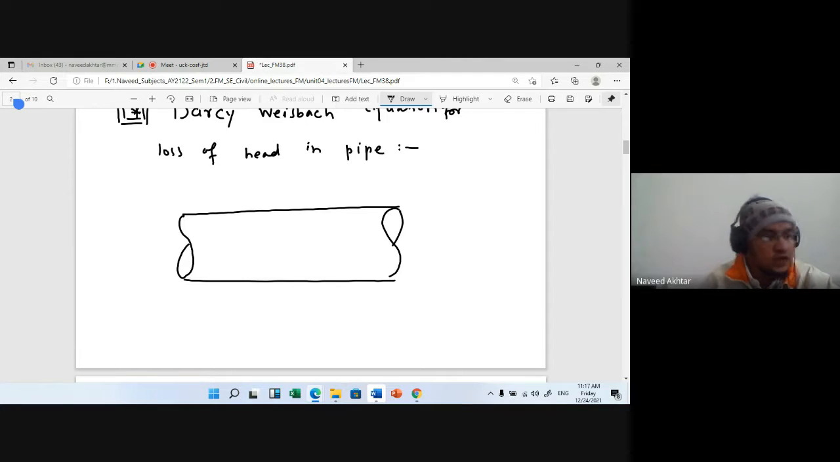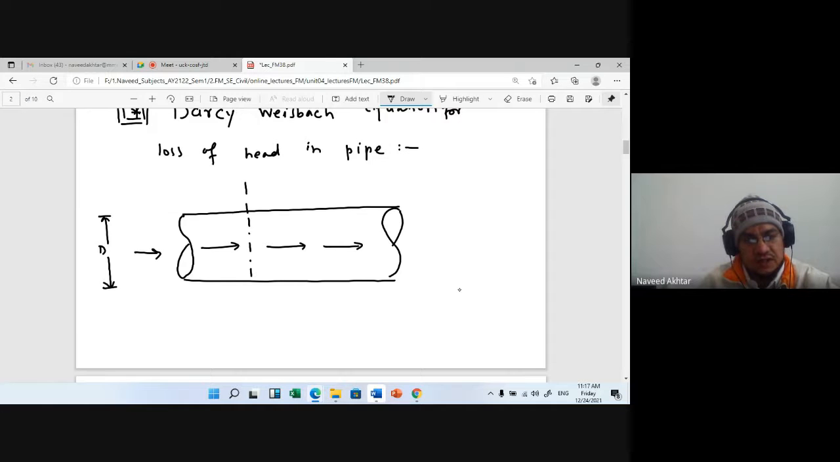Okay. Fluid is flowing from the pipe. The fluid flowing through the pipe has some velocity. The diameter of the pipe we consider as D, and we consider two sections in the pipe network, section 1 and section 2. The distance between the two sections we say is length L.